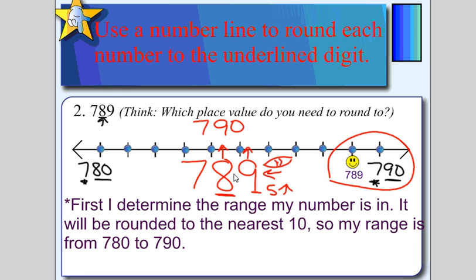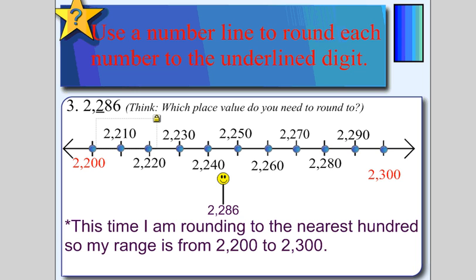Let's look at one more example. This is our last example today. What place value am I rounding to? Well, the number is 2,286. They've underlined the 2, so I'm rounding to the nearest hundreds. That means I know, I'll put a star here, that my 2,000 will stay the same. Nothing's going to change. The only thing in question is whether that 2 is going to go up to 300 or stay down at 200. I already know my 2,000 stays the same.